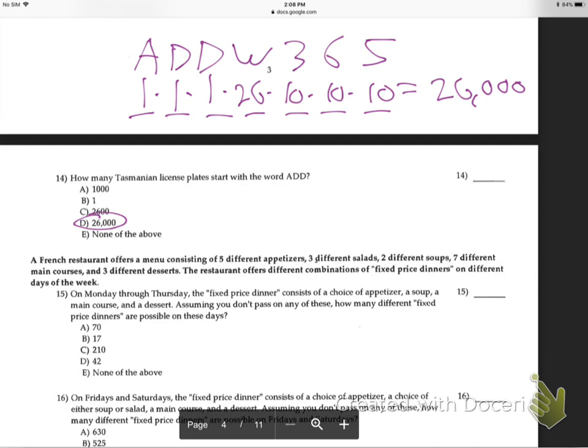I'll move on. Number 15, a French restaurant offers a menu consisting of 5 different appetizers, 3 salads, 2 soups, 7 main courses, 3 desserts. The restaurant offers different combinations of fixed price dinners on different days of the week. On Monday through Thursday, the fixed price dinner consists of a choice of appetizer, a soup, a main course, a dessert. Assuming you don't pass on any of these, how many different fixed price dinners are possible on these days? Okay, so we've got to pick an appetizer. Let me just write it out. Appetizer, a soup, a main, and a dessert. Okay, they're skipping the salad, I guess.